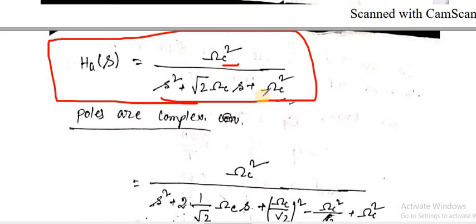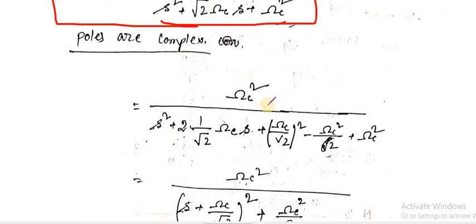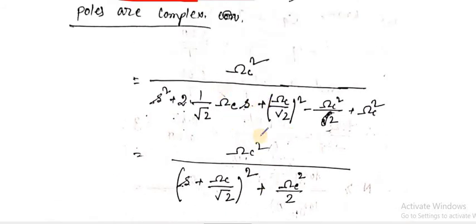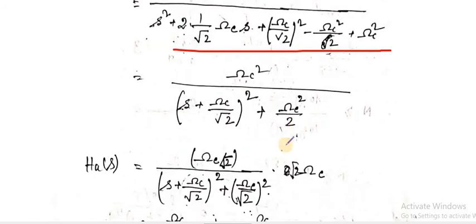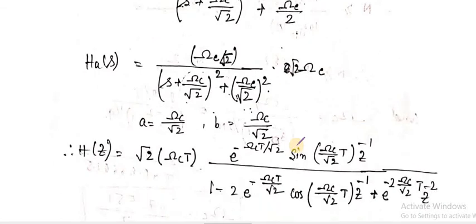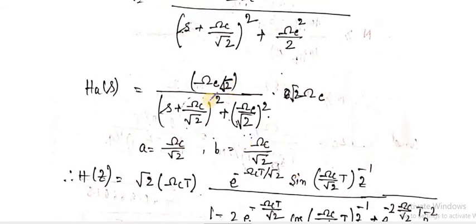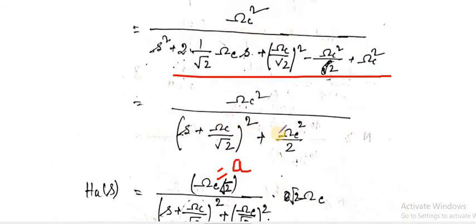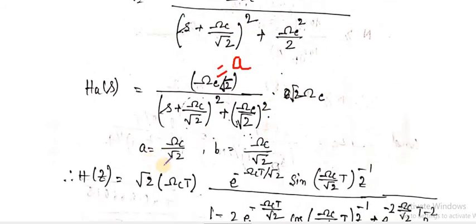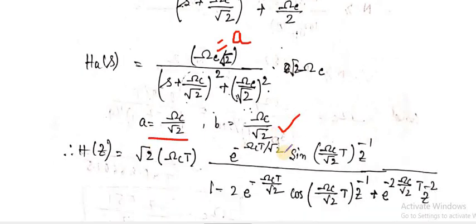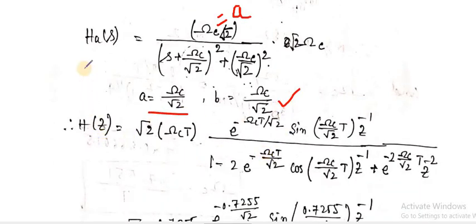Now this is not all. Here we have calculated HA of s only by doing some factorization. I expressed this HA of s in some standard format. What is that? A divided by s plus a, we already discussed these things, and A divided by s plus a whole square plus b square. So we express this HA of s in standard form where a is this and b is this, such that we can write down the direct H of z.